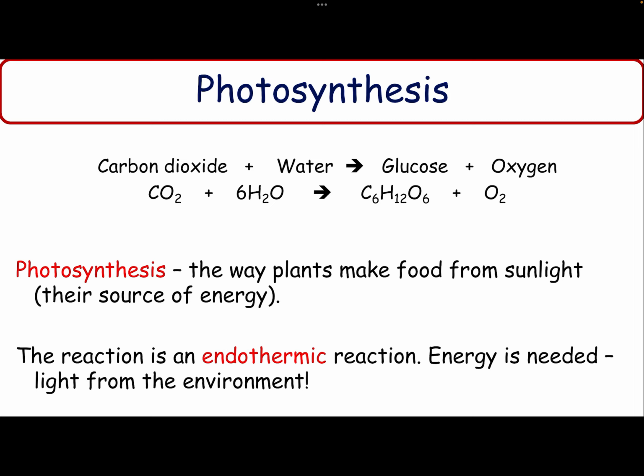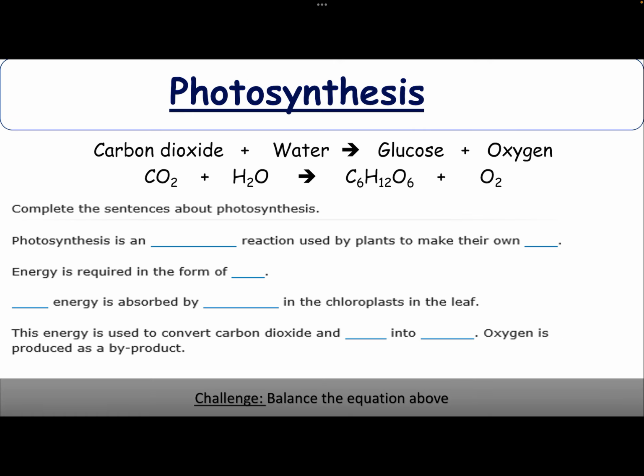Photosynthesis. This is the way plants make food from sunlight, their source of energy. The reaction is endothermic because remember now, in an endothermic reaction, energy is taken in from the surroundings to power the reaction.